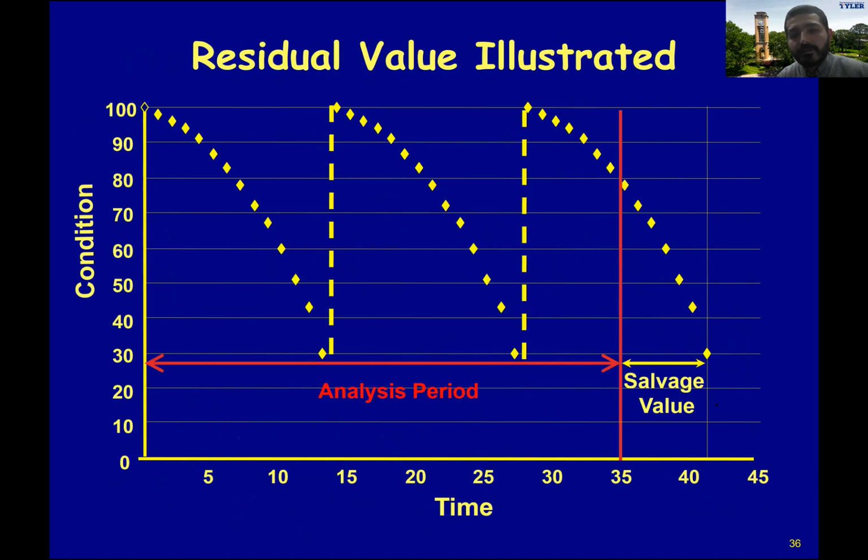This is what I was talking about. Imagine again the analysis period is 35 years. The condition is 100, it goes down to 30. You have another rehabilitation, it goes back to 100, and so on and so forth. But now you decided to end the analysis period right here, and that's why you have some salvage value over there.